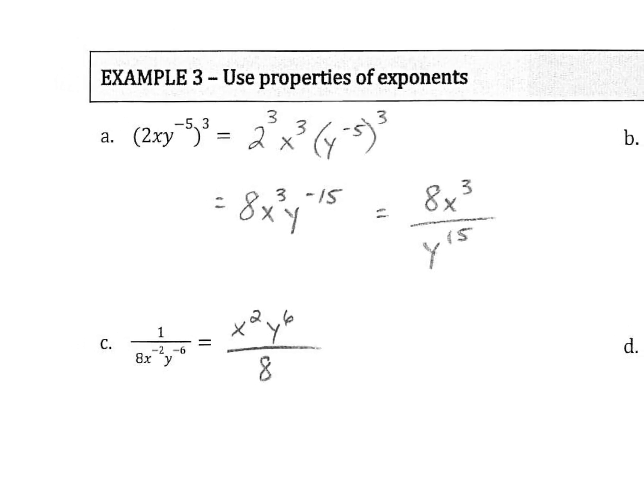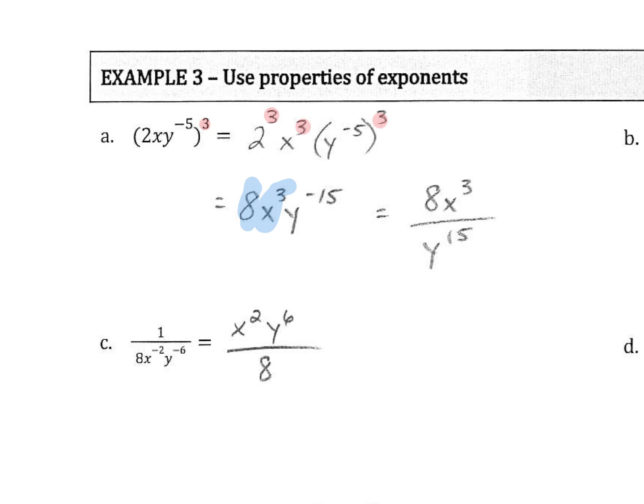So example A starts out with this expression that has an exponent on the outside that we can actually work to bring inside. So we can share that exponent with the 2, the x, and with y to the negative fifth. Okay, when we do that, when we share it and we simplify those terms, we get 8, we get x to the third, which stays the same, but then we get y to the negative 15th.